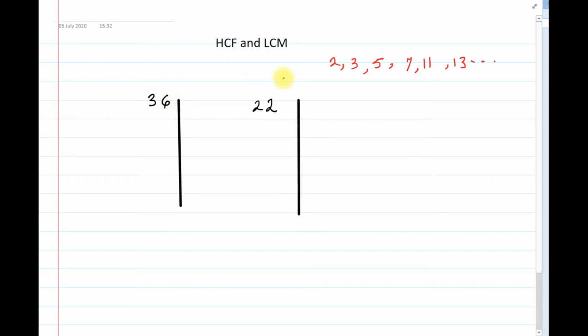Now, is 36 divisible by 2? It is. So it's 18. Is 18 divisible by 2? It is. It gives us 9. Is 9 divisible by 2? No, we go up to the next prime, which is 3. Is 9 divisible by 3? It is. We get to 1. We stop. So 36 can be written as 2 to the power 2 times 3 to the power 2.